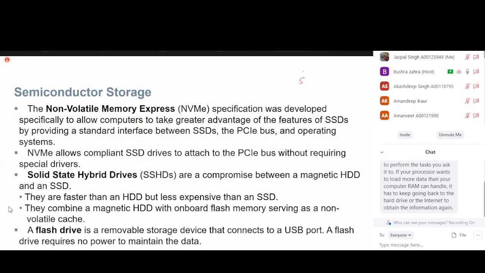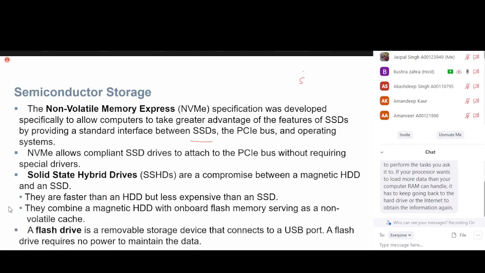So the Non-Volatile Memory Express, NVMe, specification was developed especially to allow the computer to take greater advantage of the features of SSD by providing a standard interface between the SSD, the PCI bus, and the operating system. So NVMe allows a compliant SSD drive to attach to the PCIe bus without requiring special drivers.